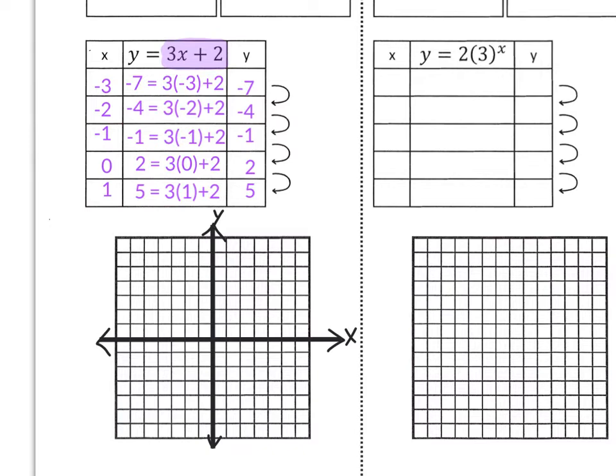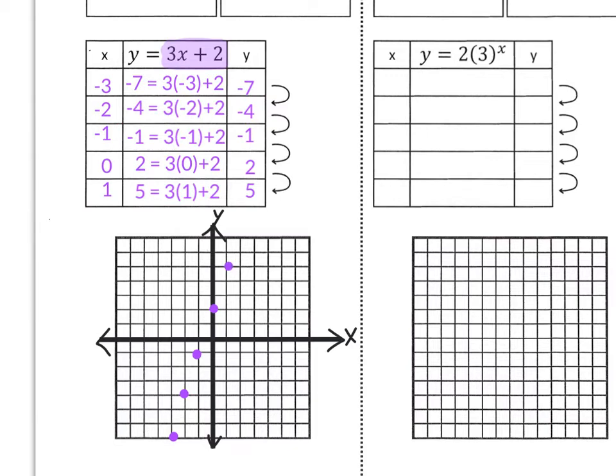I'm going to start by plotting negative 3, negative 7. Remember, start at the origin, go back 3 because that's an x value, and then down 7, and that's your first point. Then continue plotting your other points. Negative 2, negative 4. So we're going to go back 2, down 4. And then negative 1, down 1, 0, up 2, and 1, up 5, plotting all those points.